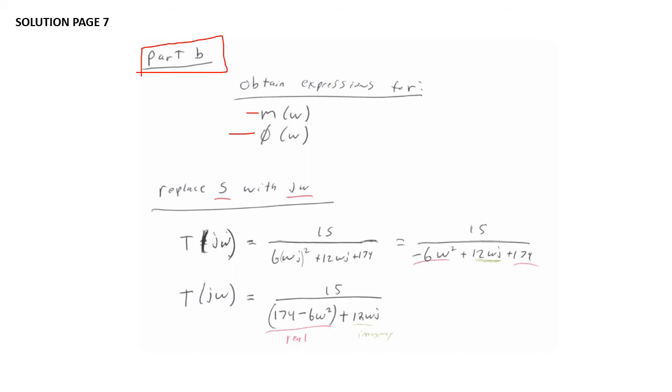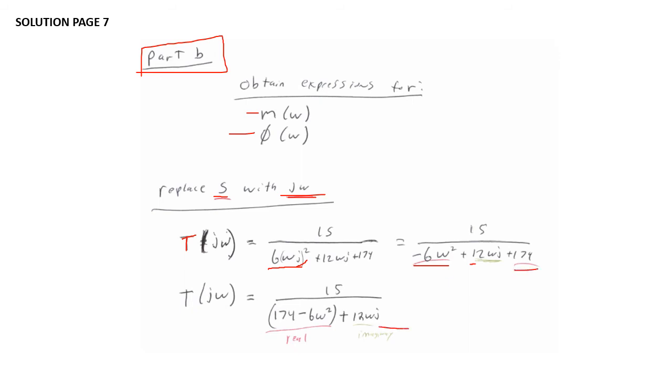So we're going to replace our s with our j omega again. We'll skip some steps within this because we've already gone over it in part A. So what we end up with here is T of j omega is equal to 15 over 16 times omega j, when we replace our s with omega j, plus 12 times omega j plus 174. We can reduce and simplify this a little bit. We're squaring that j there, so we get negative 6 omega squared plus 12 omega j plus 174.